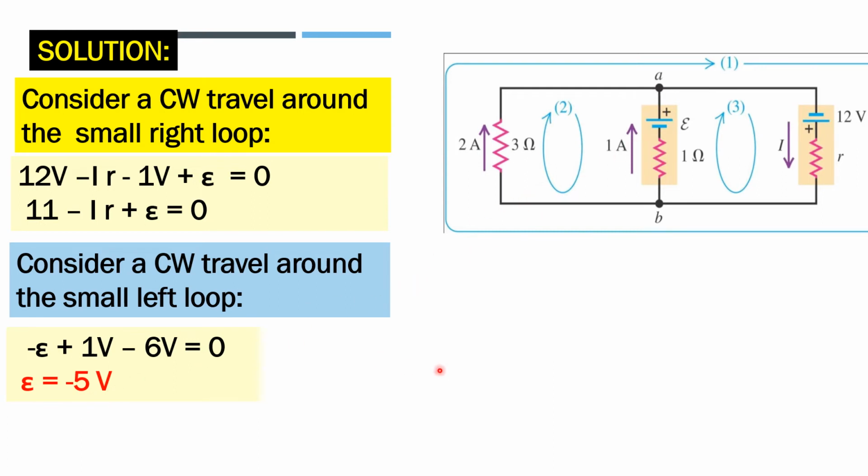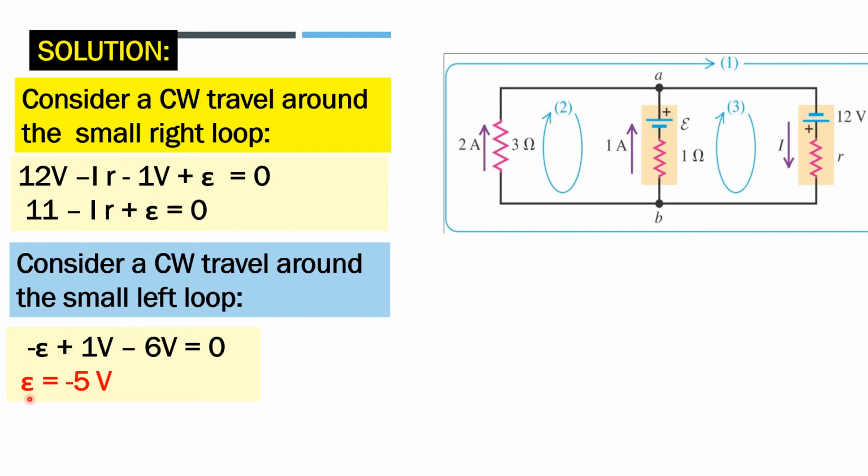This is negative 5 volts. It simply suggests that the actual polarity of our battery should have been such that the positive terminal is supposed to be on this side of the battery. In other words, the polarity of the battery, as shown in the diagram, is supposed to be reversed. The actual polarity of the battery should be the reversed polarity, as indicated by this negative 5 volts. But right now, we will just leave it as is.